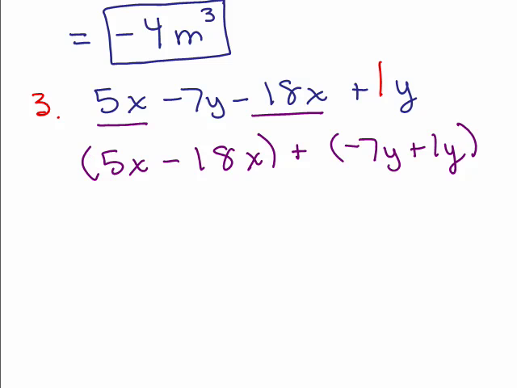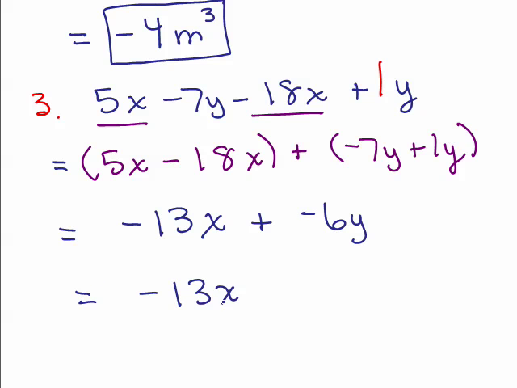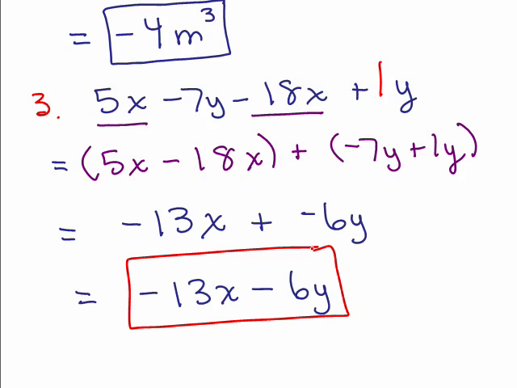Now, this is something you don't have to write out. I'm just showing the steps. And now we're going to do the coefficients. 5 minus 18 is negative 13, and the variable part's just x, so you write that down. And over here we have negative 7 plus 1. That's going to be negative 6y, but you don't want to leave the answer like that. You want to write negative 13x minus 6y. Remember I said don't write plus and negative. And so that's that.